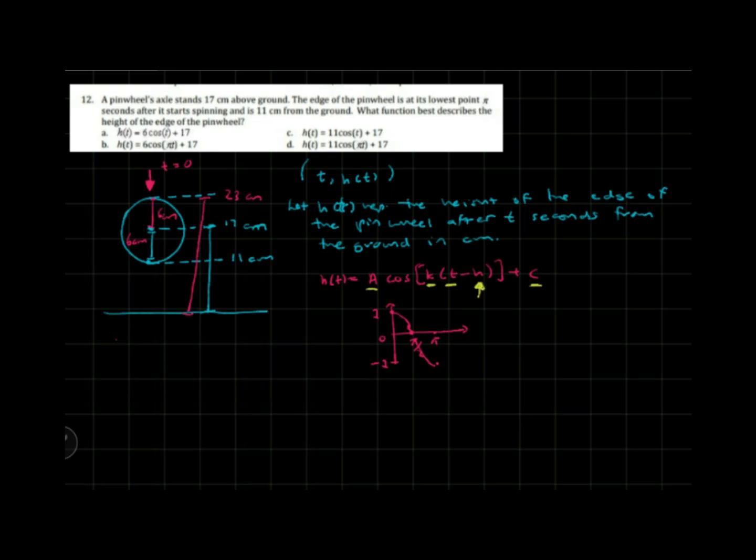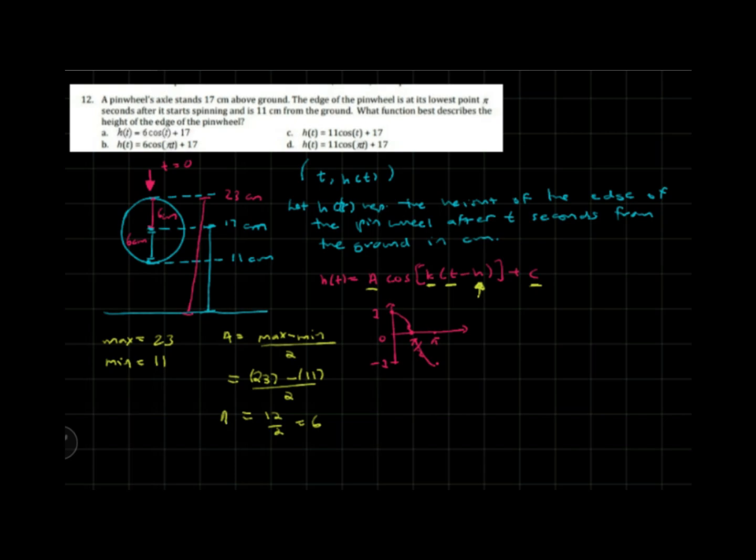Okay, so let's start by finding our amplitude. Just from this diagram, we can understand that our maximum point here is 23. Our minimum point here is 11. We know that the amplitude is maximum minus minimum divided by 2, which is 23 minus 11 divided by 2, which is 12 divided by 2, which is 6. So the amplitude is 6, and this is consistent with the radius of the pinwheel, right?